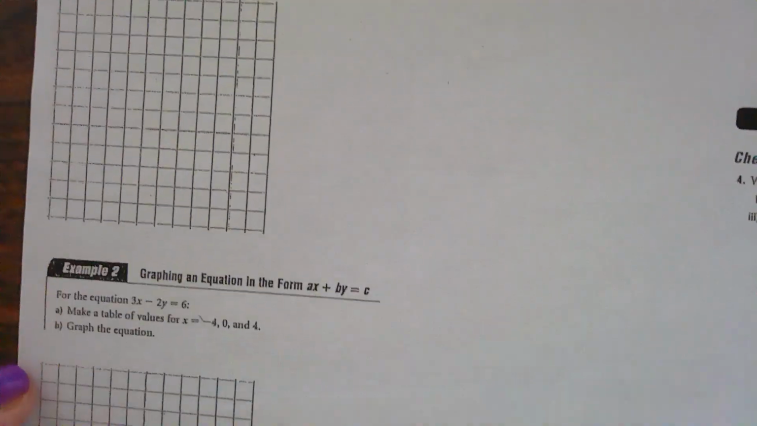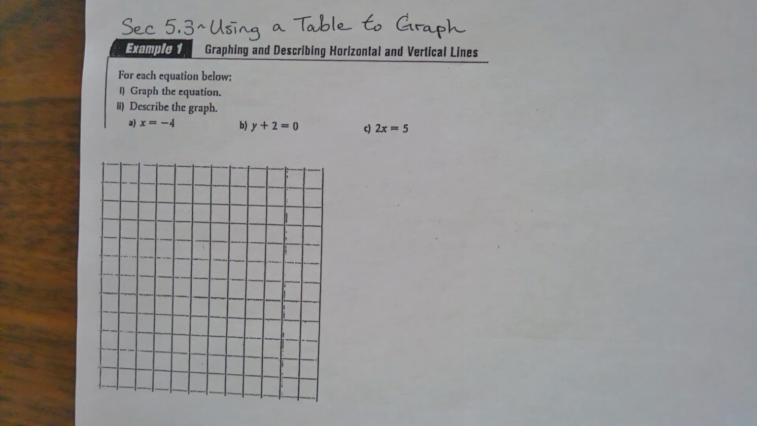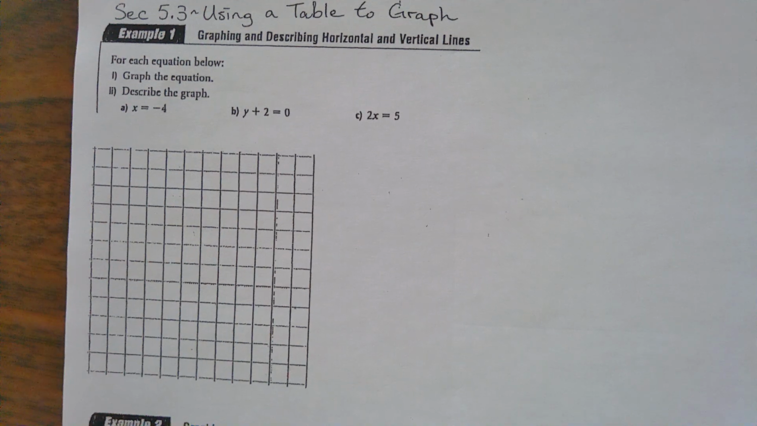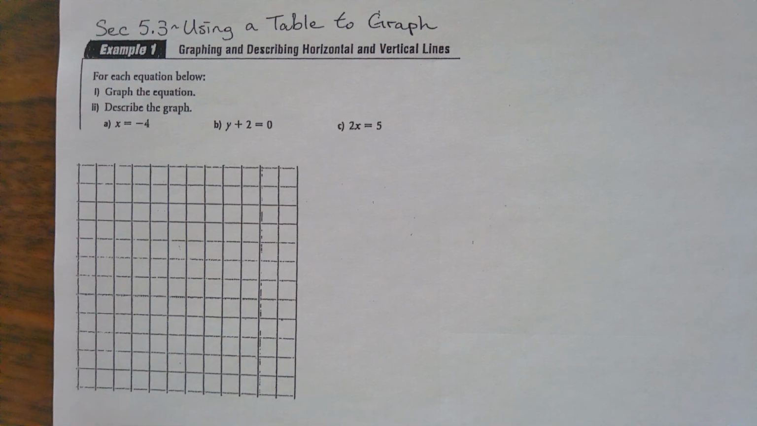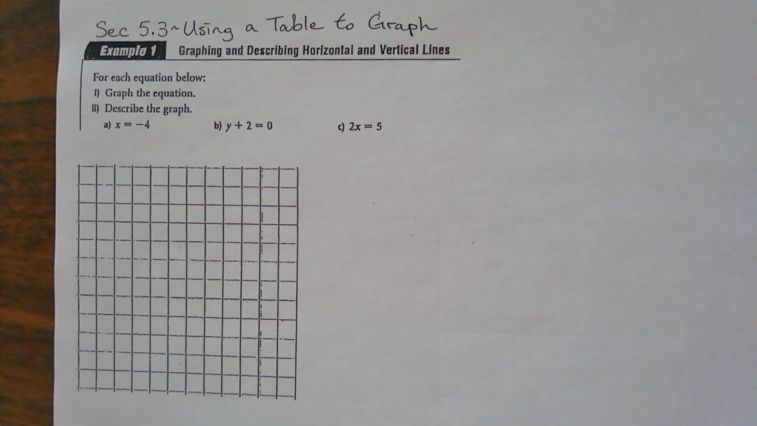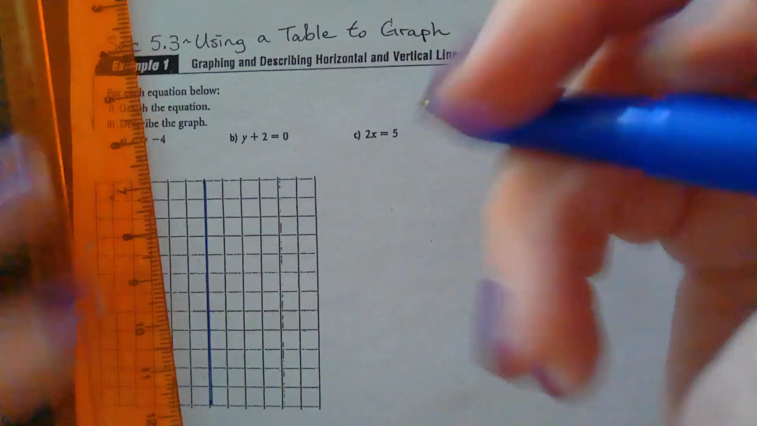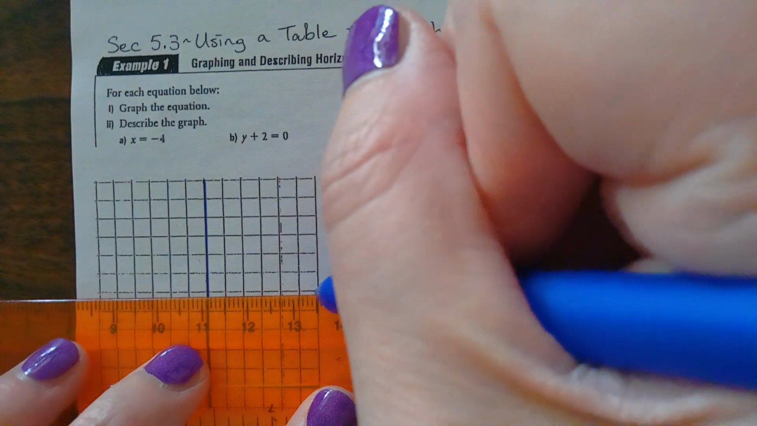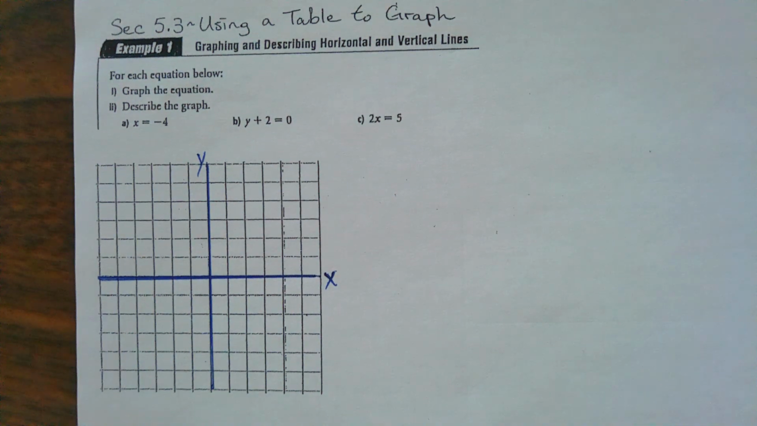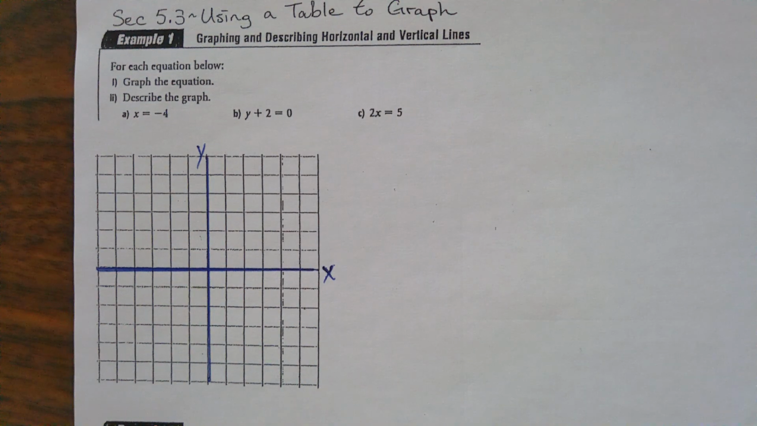Page 15. Can you guys skip to page 15? So now that we know how to graph, there's 2 types of special graph. The first one, x equals negative 4. So let me just put my x and y axis. Okay, x equals negative 4. It means no matter where, x is always negative 4.